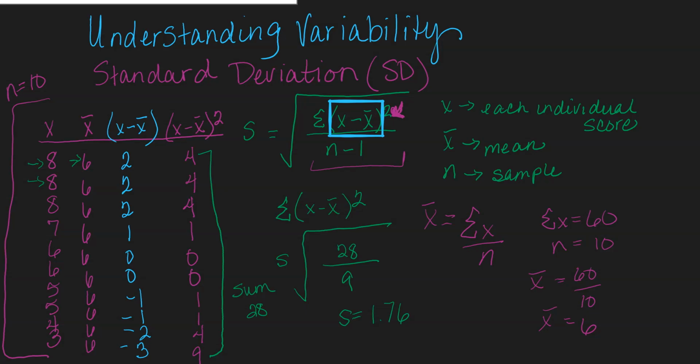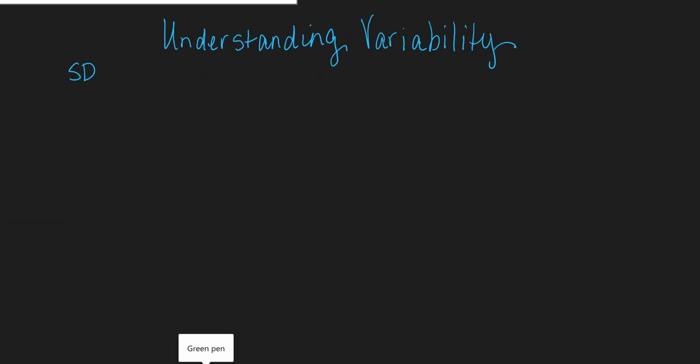Fun fact for you: if you want to check to see if you've computed the mean correctly, you can go ahead and sum all of these x minus x bar values, and when you do that, it should equal 0. Let me go ahead and show you in a little bit of a picture what the standard deviation is telling us.